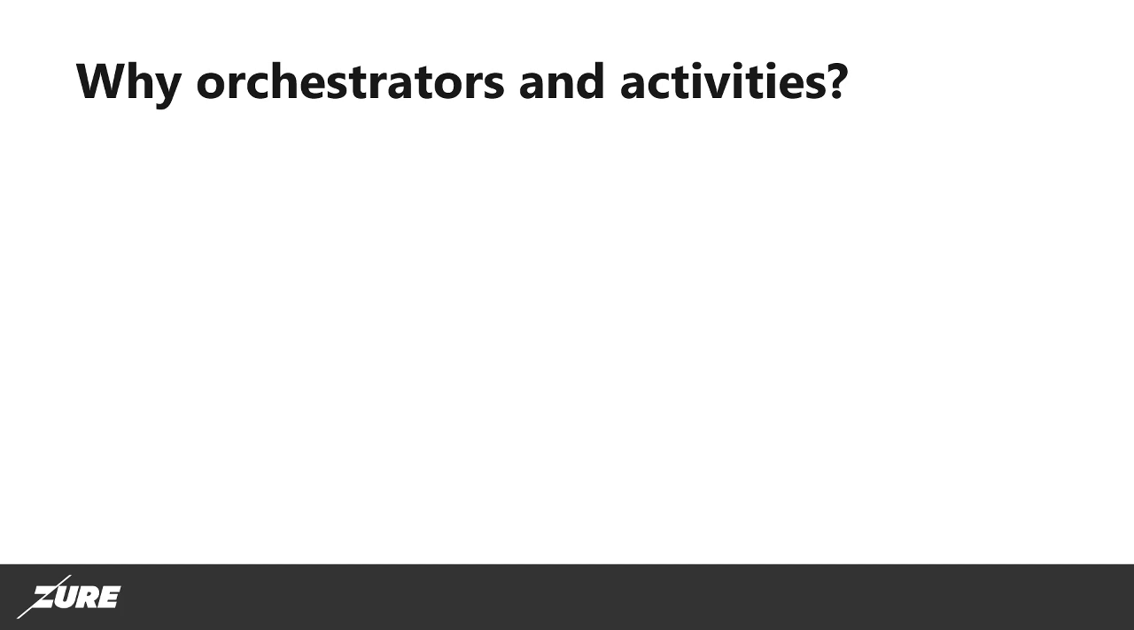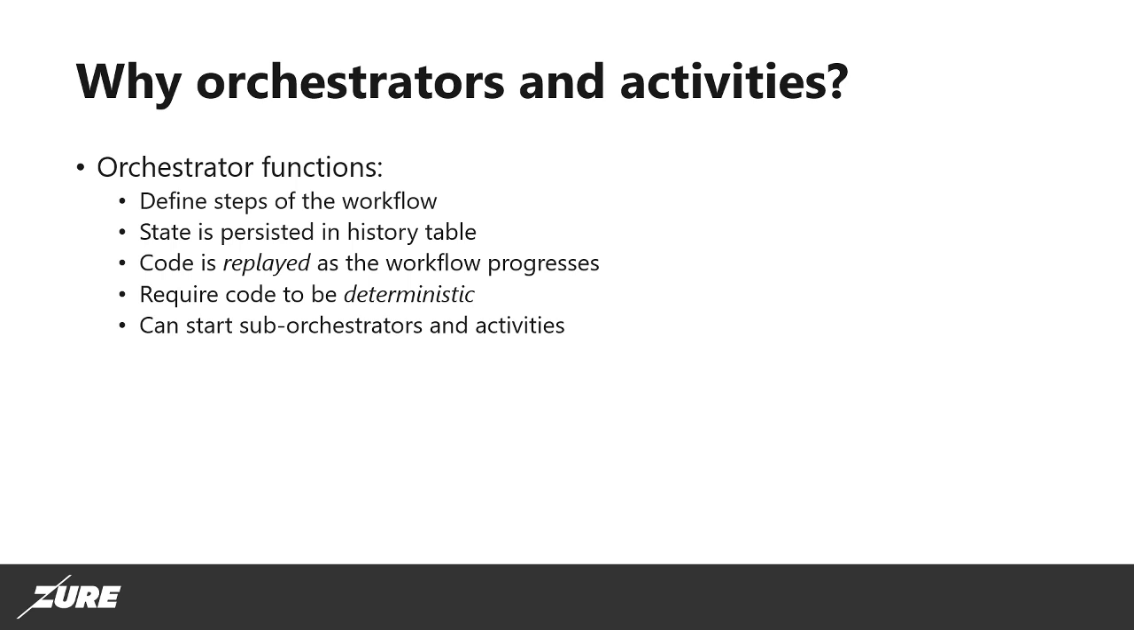Okay. So we're going to be talking about orchestrators and activities today. So why the two? Why do we have two of them? When you define an orchestrator function, that's where you're going to define your workflow. That's where the steps are going to be. And it is stateful. So when that orchestrator function progresses, that state is persisted in a history table. And it utilizes this tactic of event sourcing to build up its current state every time.